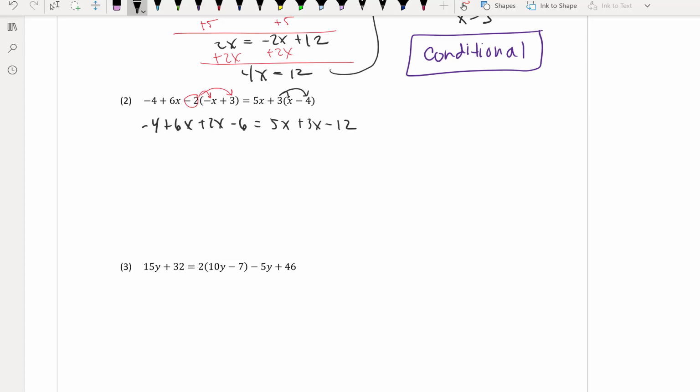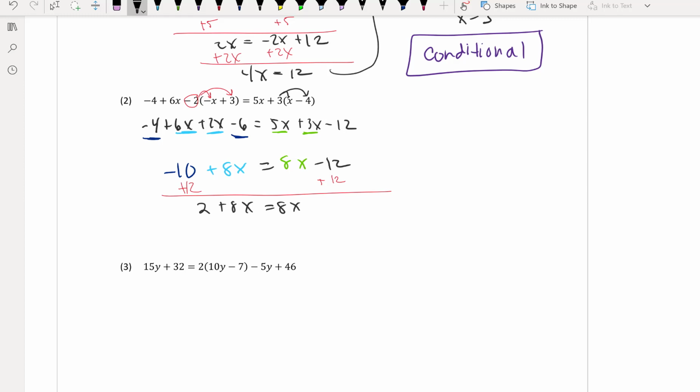So now I'm going to combine like terms. So I have a negative 4 and a negative 6. That's negative 10. And I also have 6x plus 2x, which is going to give me 8x. And over here I have 5x plus 3x, which is 8x, minus 12. So then here what I can do is add 12 to both sides. So then I would get a positive 2 plus 8x is equal to 8x.